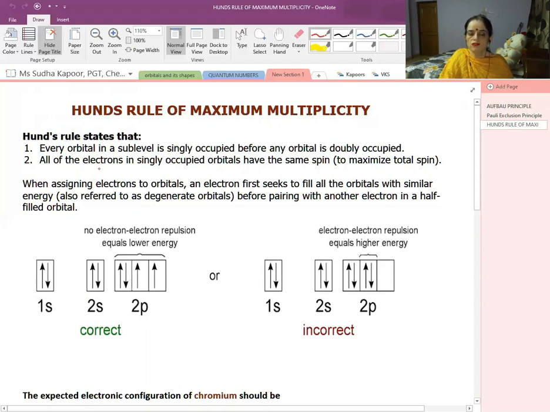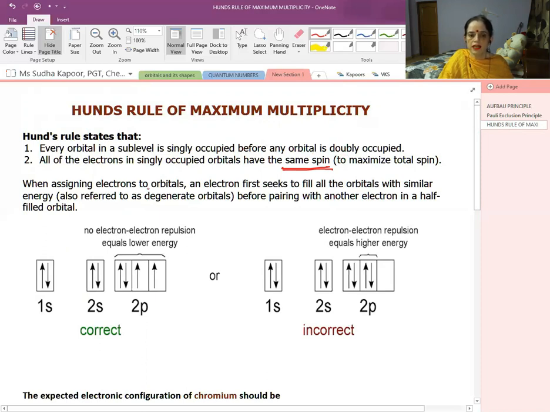The other thing: all of the electrons in singly occupied orbitals must have the same spin to maximize the total spin. So the two main things we conclude in the case of Hund's rule are, for the degenerate orbitals, that is in case of p, d and f, where there are different orbitals in each subshell, and the orbitals are 3, 5 and 7, all of them must be singly occupied.